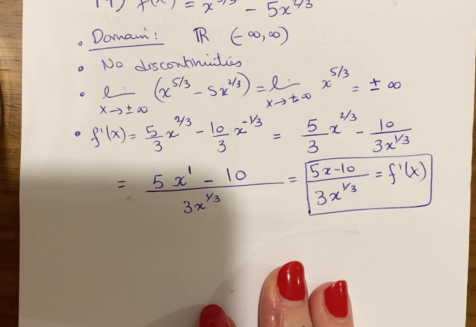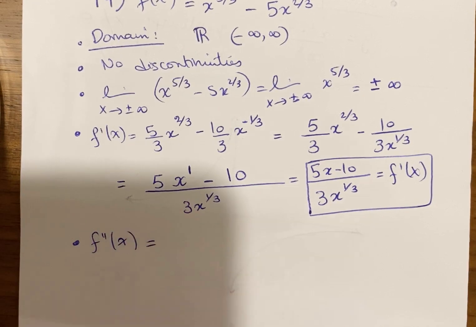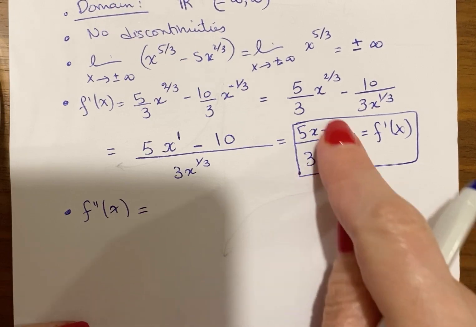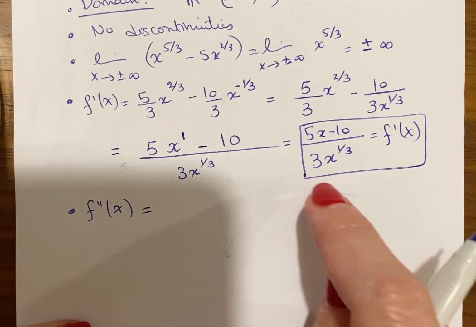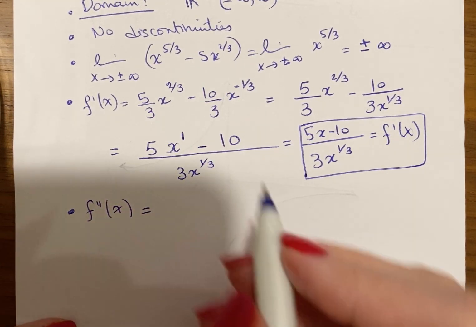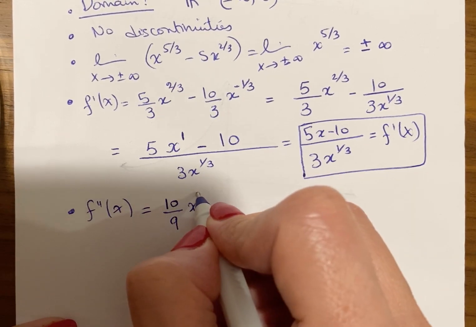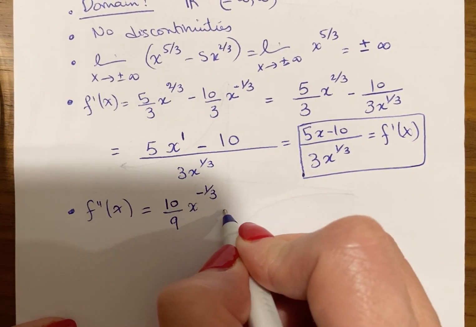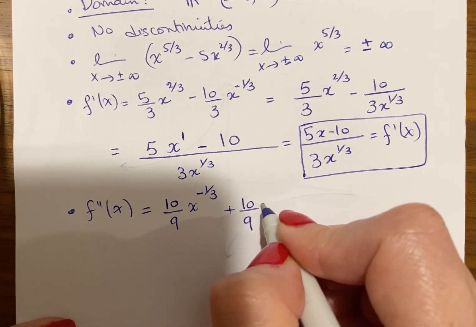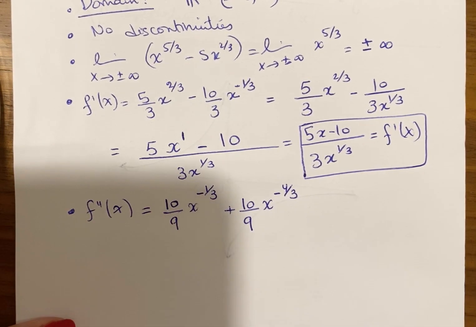I'll directly do f double prime of x, but I will be very wise. If I'm wise, I save myself some problems. I don't use this answer to get the second derivative. I use this answer to get the second derivative. Much easier. 5 over 3 times 2 over 3, 10 over 9. x to the power 2 over 3 minus 1 is minus 1 over 3. Minus 10 over 3 times minus 1 over 3 is plus 10 over 9. x to the power minus 1 over 3 minus 1 is minus 4 over 3.